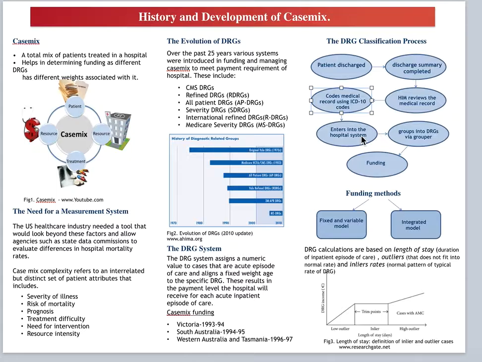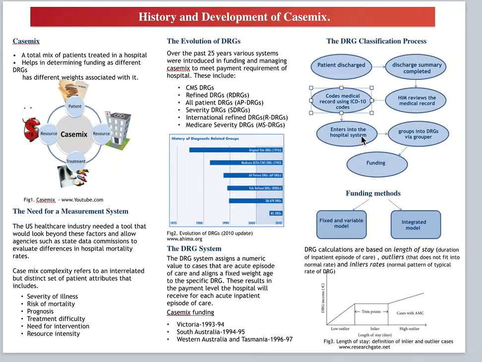In Australia, case mix was first introduced in Victoria in 1993-94 as part of a public sector reconstruction to reduce expenditure and improve efficiency. South Australia followed in 1994-95 with a case mix funding approach modelled substantially on the Victorian scheme. Since then, Western Australia and Tasmania have implemented case mix funding, both in 1996-97.